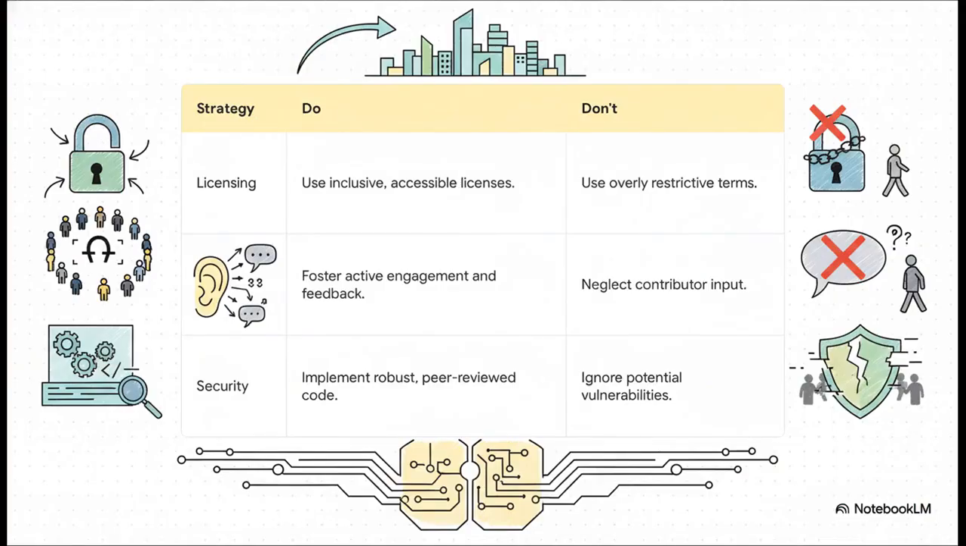And for that to work, the community really needs a clear set of rules. We're talking about everything from inclusive, accessible software licenses to fostering active community feedback and, of course, implementing really robust, peer-reviewed security measures. This framework for collaboration, it's honestly just as critical as the physical hardware itself. It's all about building the trust and the transparency we need to make sure this incredibly powerful technology develops in a way that's safe and beneficial for everyone.